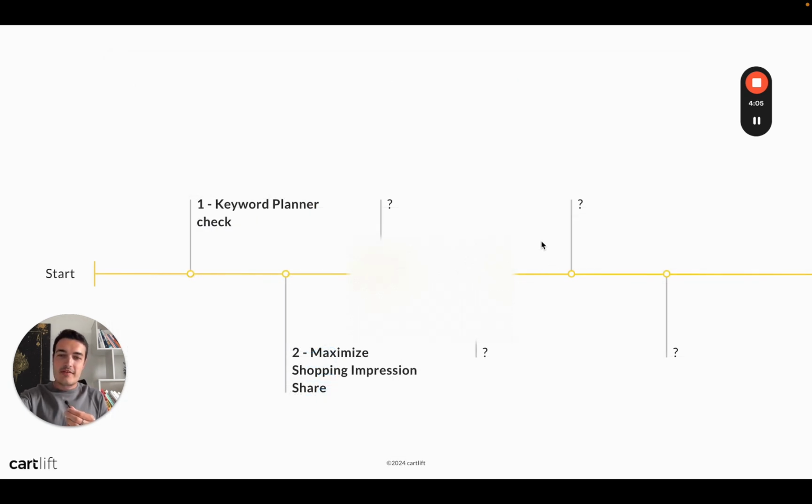Now let's talk about the second, and that is maximizing shopping impression share. So shopping ads, of course, I don't have to tell you that, are the lowest hanging fruit for virtually any e-commerce business. And maximizing your shopping, technically it's still called search impression share, but your shopping impression share, as I will call it right here, is the number one thing that you should work on.